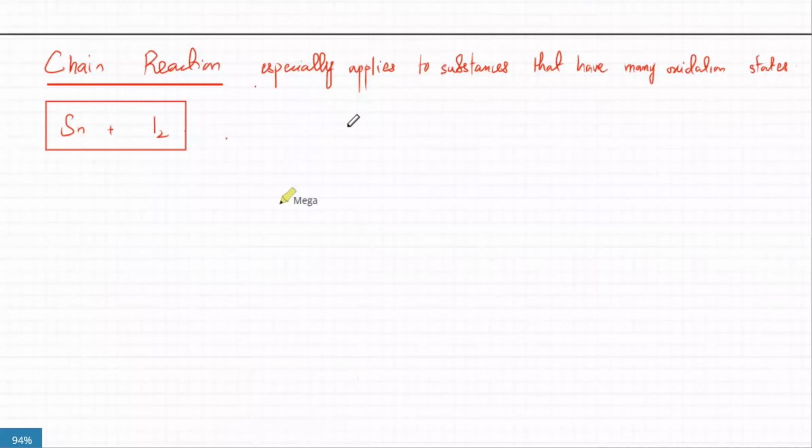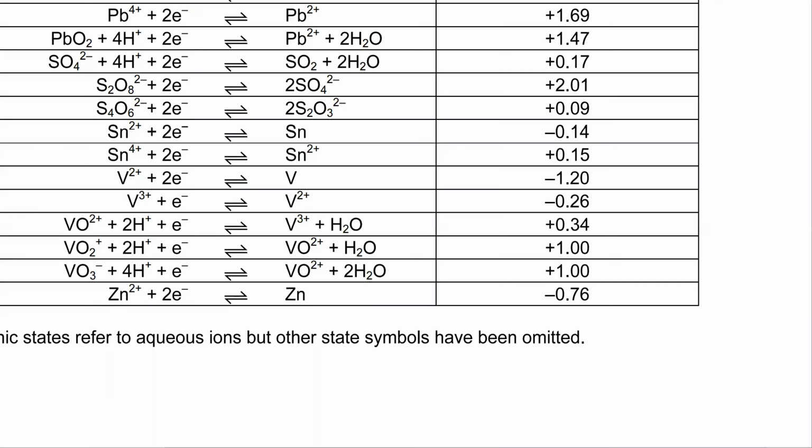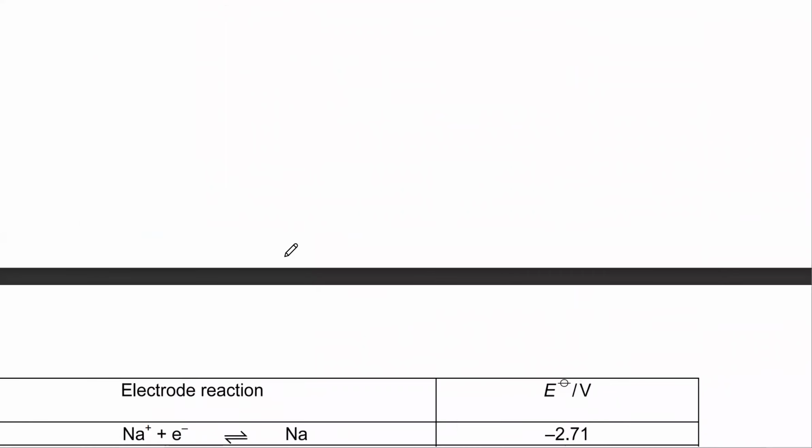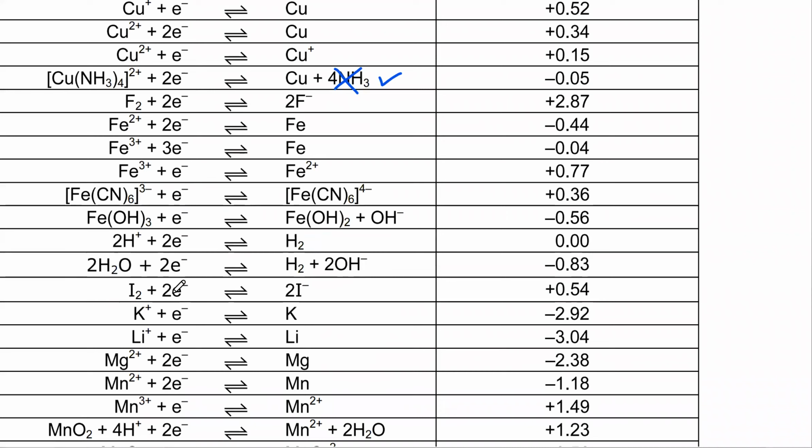So that's my Sn equation. And the other one is I2, so let's go and find I2. There's probably going to be just one. So that's just one, and that's 0.54.